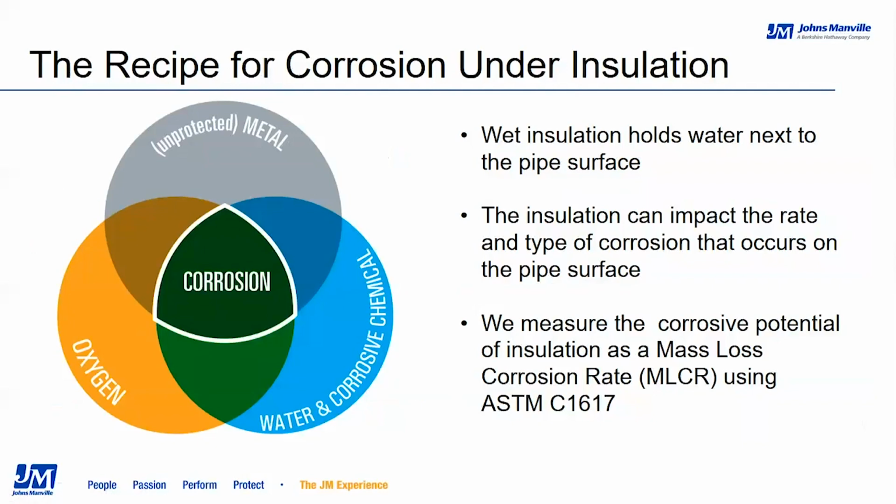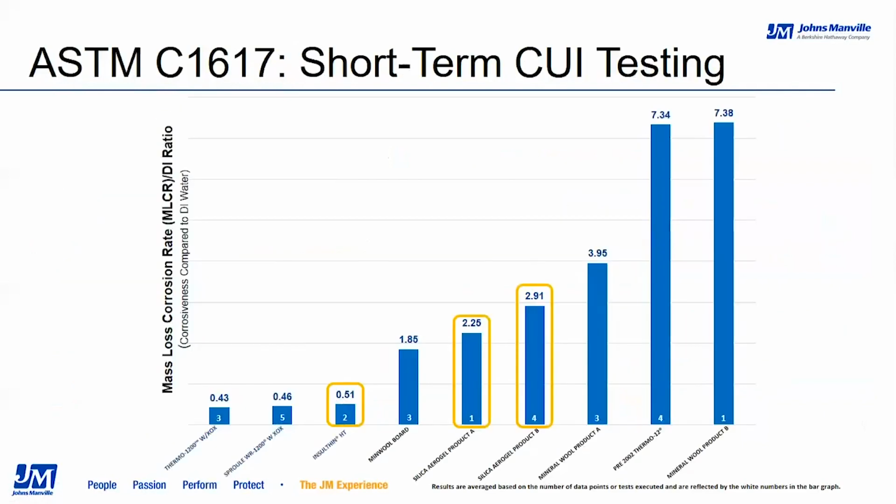Because of this, each insulation is measured to determine its corrosive potential so we can establish how it's going to behave and how it's going to influence corrosion on the pipe surface when water infiltrates the system. And we measure an insulation's corrosive potential as the mass loss corrosion rate using ASTM C1617.